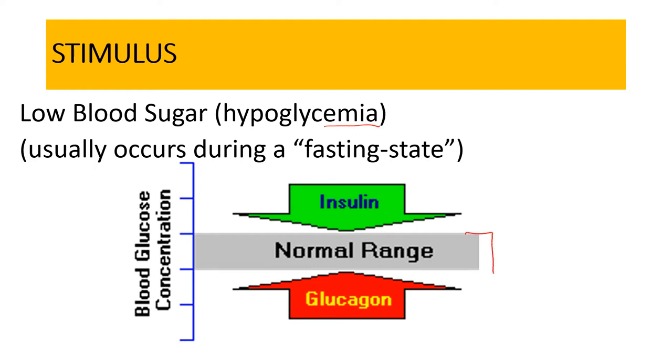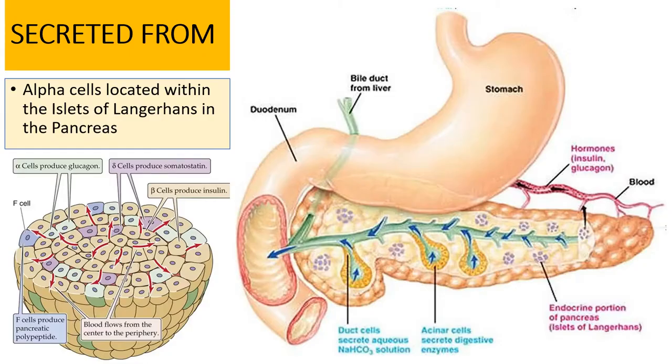So the normal range for blood glucose, let's say it sits in this range, about 70 to 120 milligrams per deciliter. And then if it goes above that, insulin will be secreted. If it goes below that, glucagon will be secreted. So glucagon is the discussion for today as far as low blood sugar goes.